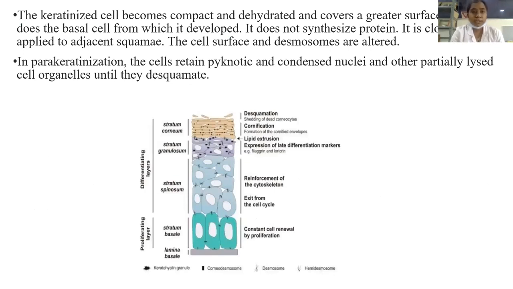So, in this picture, we can see the different stages of keratinization. From the basal layer, there is constant cell renewal by proliferation. Next come the exit from the cell cycle, reinforcement of the cytoskeleton, expression of late differentiation markers, lipid extrusion, cornification, which is nothing but the formation of the cornified envelopes, and desquamation, the shedding of the dead corneocytes.